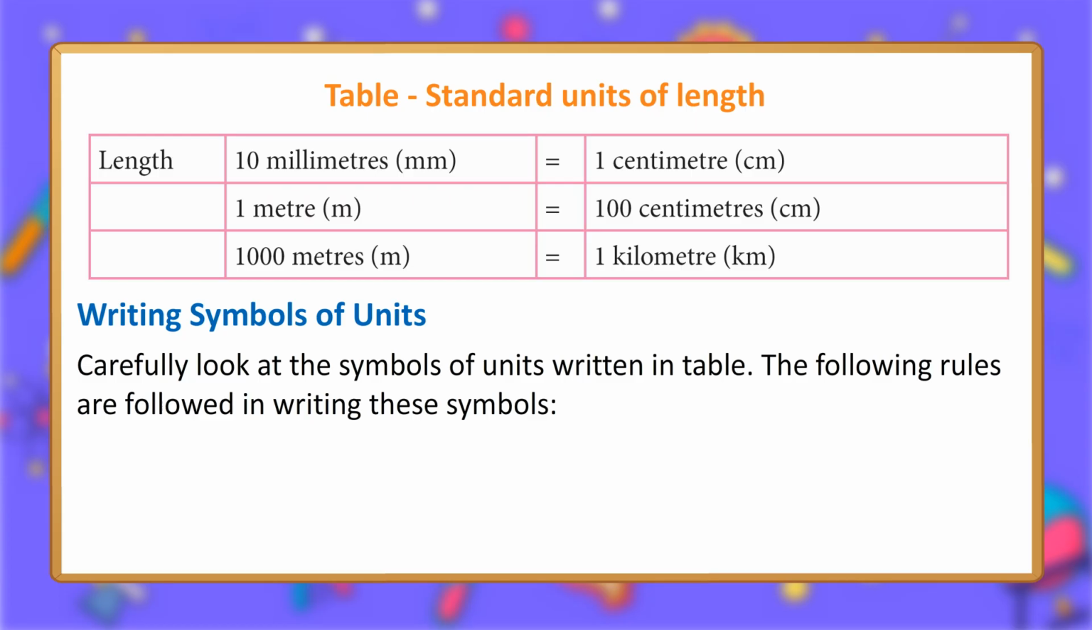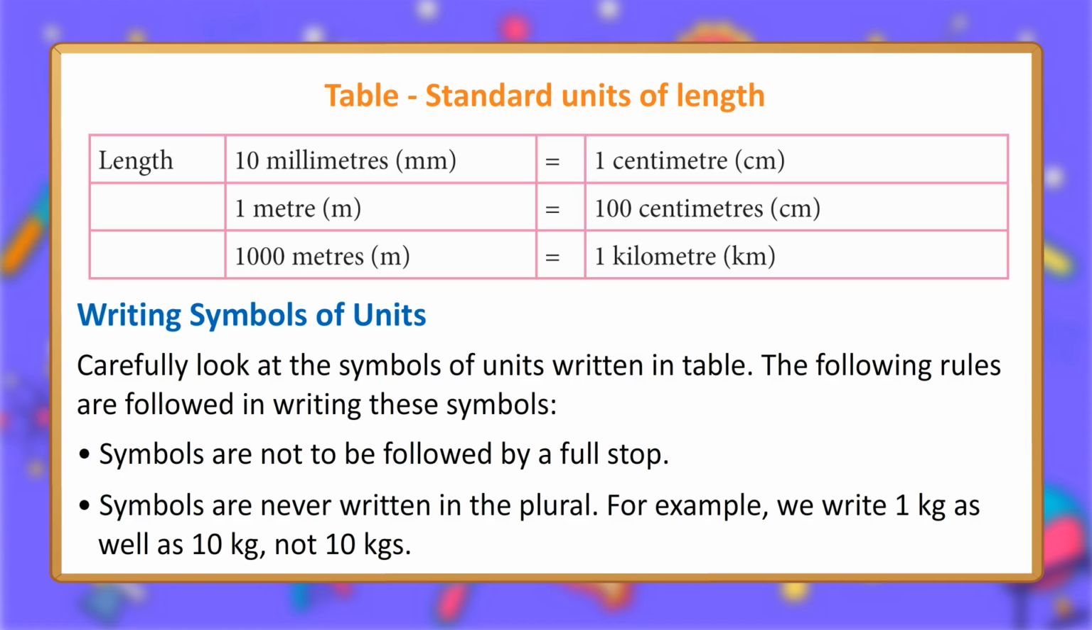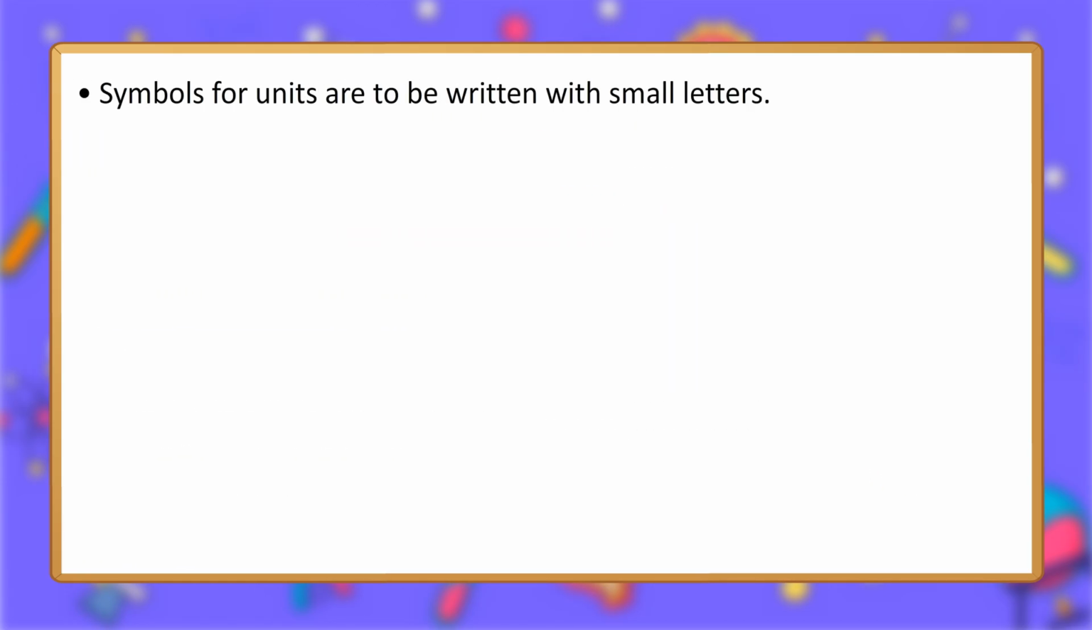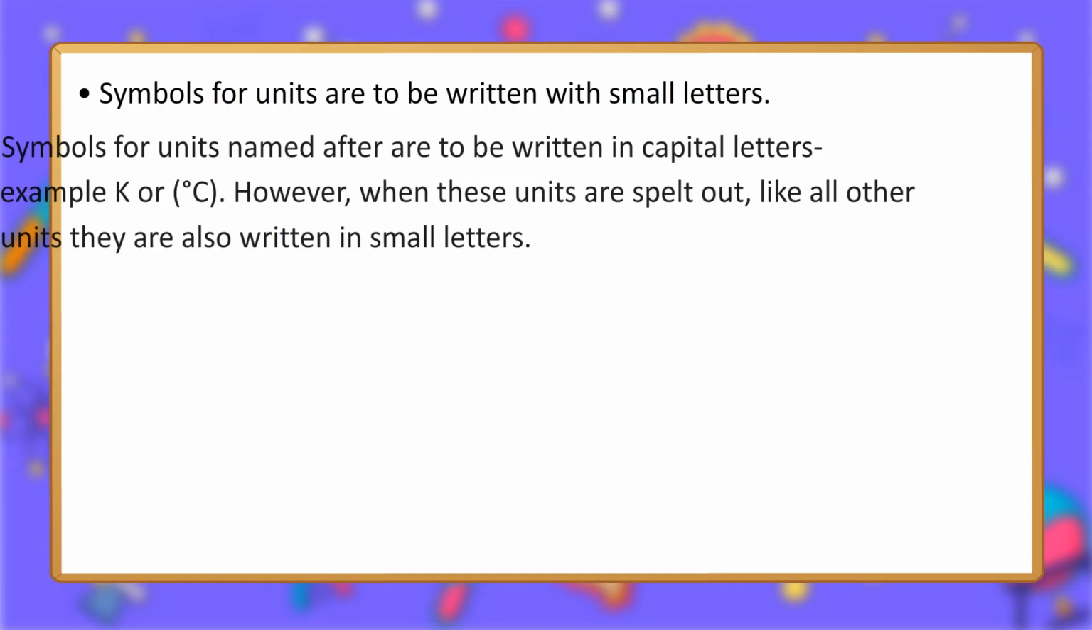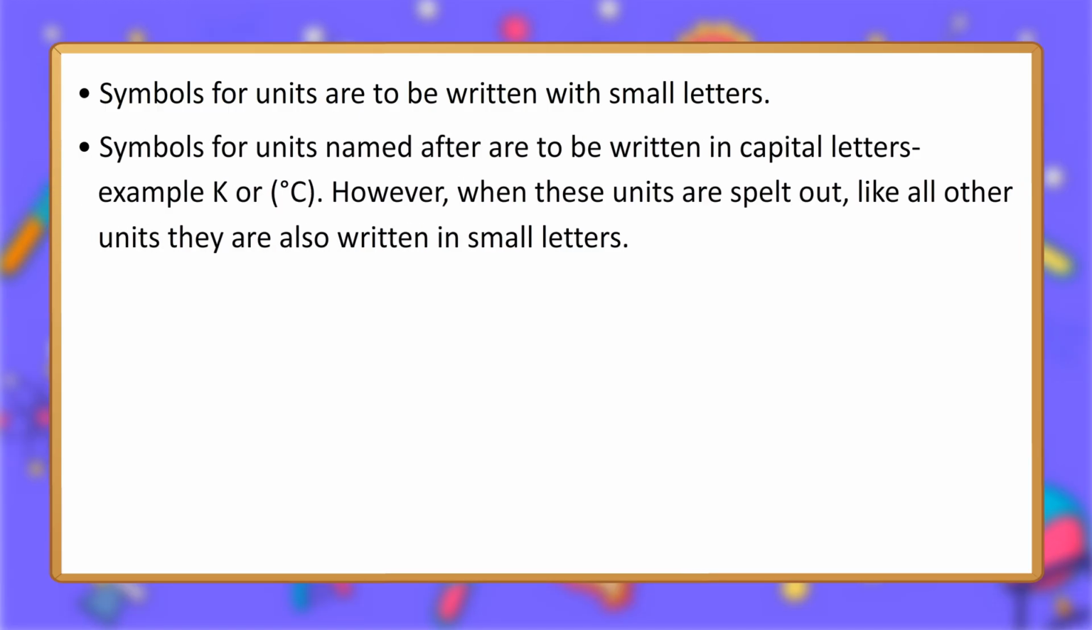The following rules are followed in writing these symbols. Symbols are not to be followed by a full stop. Symbols are never written in the plural. For example, we write 1 kg as well as 10 kg, not 10 kgs. Symbols for units are to be written with small letters. Symbols for units named after persons are to be written in capital letters, for example K or degree Celsius. However, when these units are spelt out, like all other units, they are written in small letters.